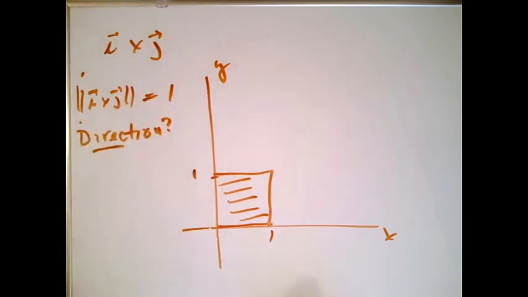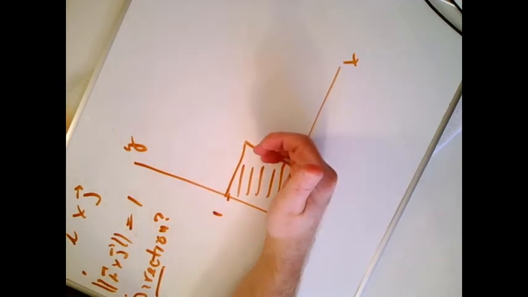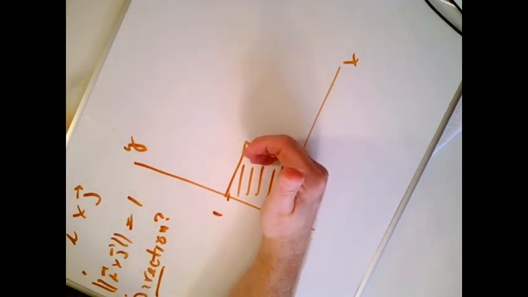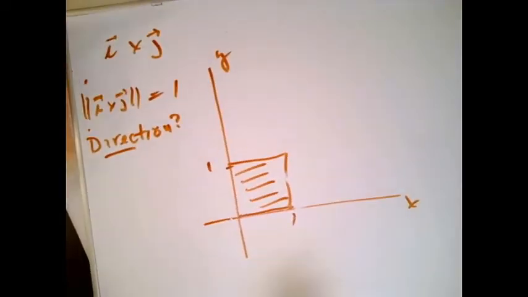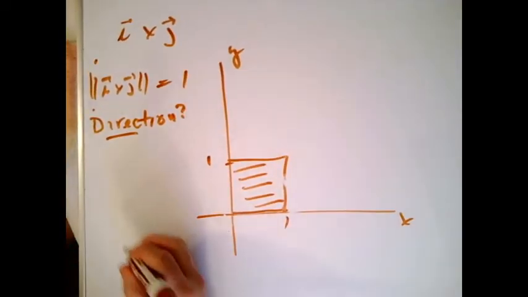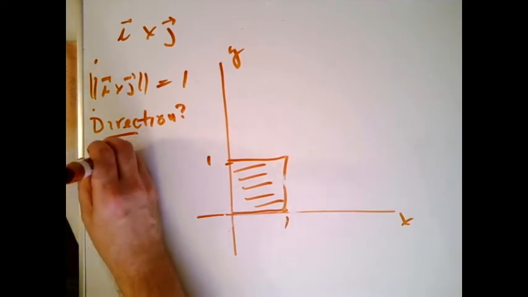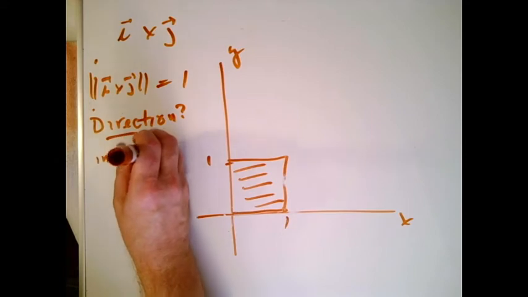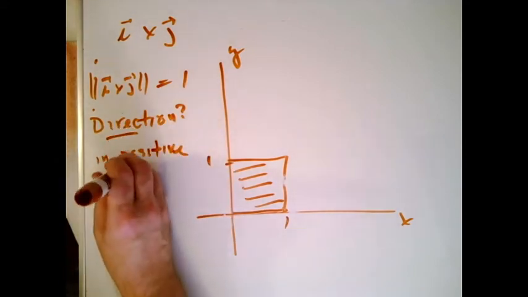What am I supposed to do? I'm supposed to put my right arm on I so that my fingers curl towards J, and then my thumb is pointing in the correct direction. You can see that my thumb, by the way, right now is pointing directly up. And as we started this discussion with, directly up was in the positive z direction. So the direction is going to be in the positive z direction, because my thumb said so. And so does yours.